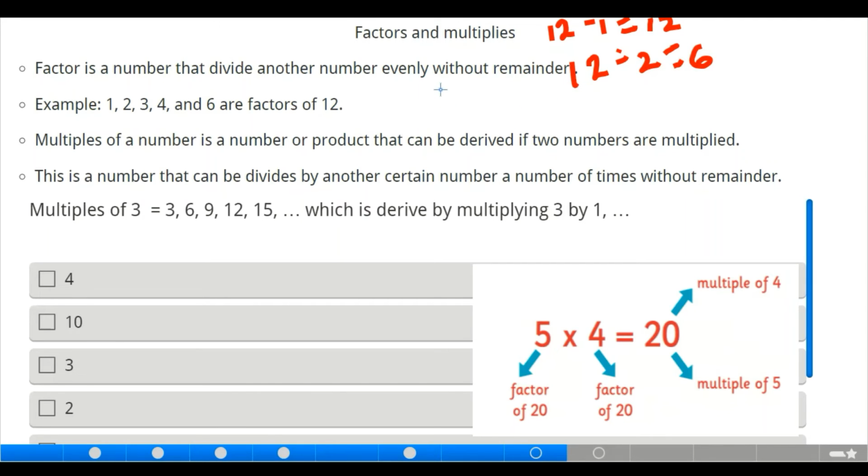Now let's look at another one. Let's try 12 divided by 3. 12 divided by 3 will give us 4. So 3 is also a factor of 12. 12 divided by 4 will give us what? Will give us 3. So 4 is a factor of 12.